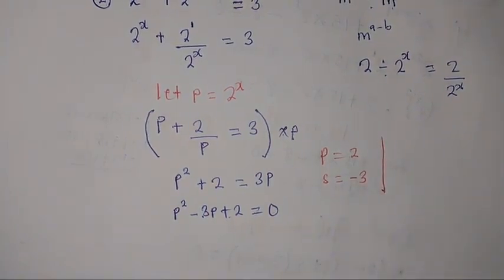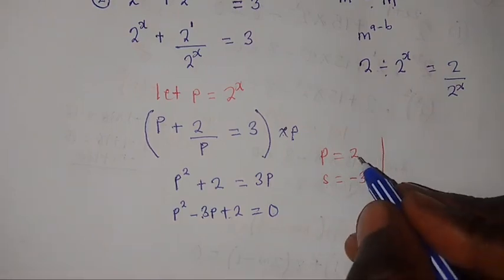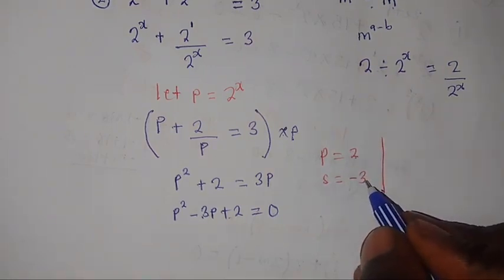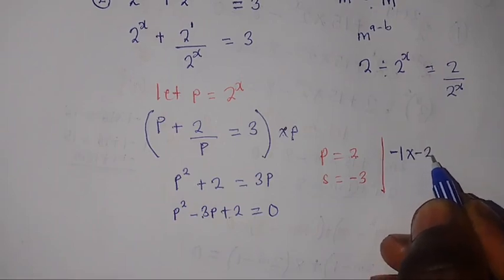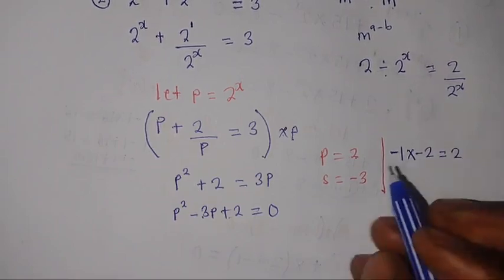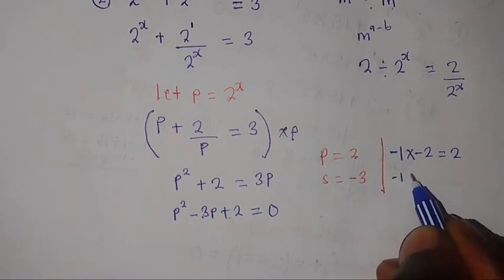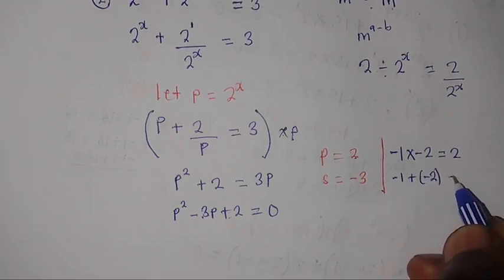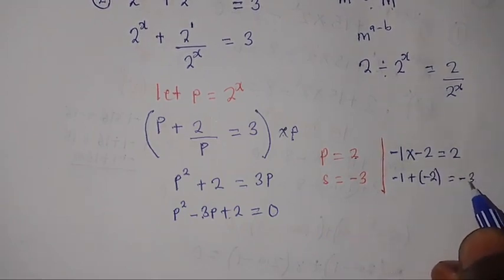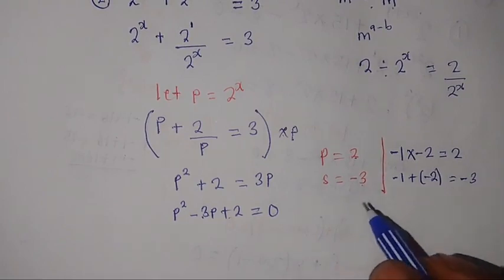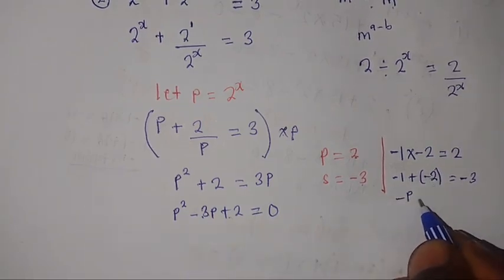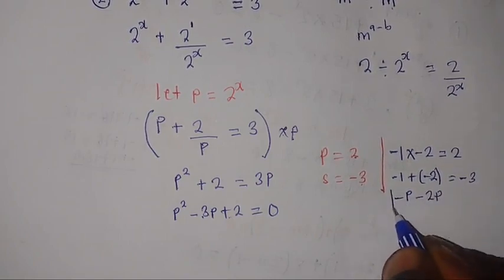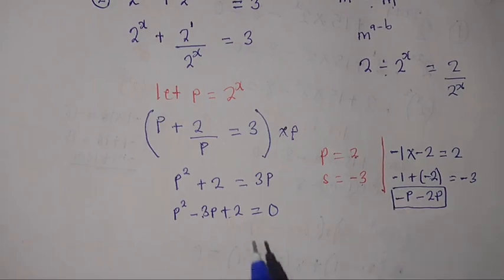Now look for two numbers such that when you multiply them, you get a 2, and when you add them, you get a negative 3. So these two numbers are, if you multiply negative 1 times negative 2, you get a positive 2, which is this product. Negative 1 plus negative 2, you get a negative 3, which is this sum right here. So since our variable is p, this negative 1 will be a negative p, and this negative 2 will be a negative 2p. So this is what you are going to substitute right here on the middle.